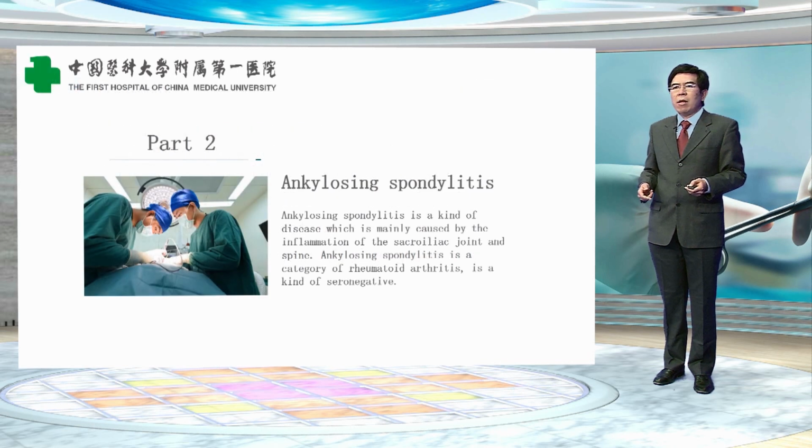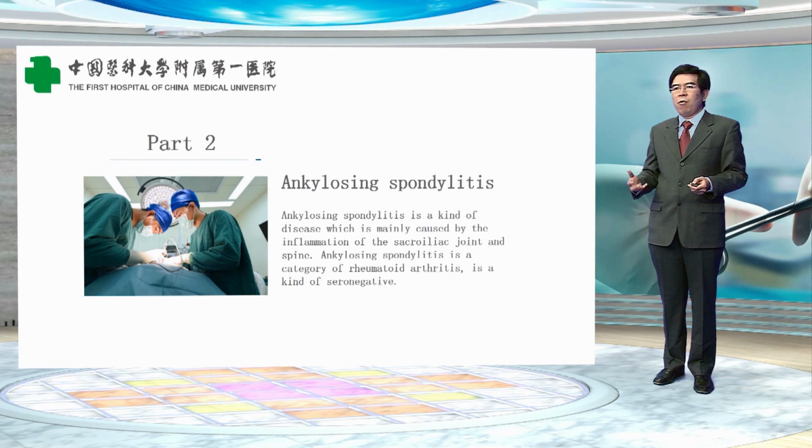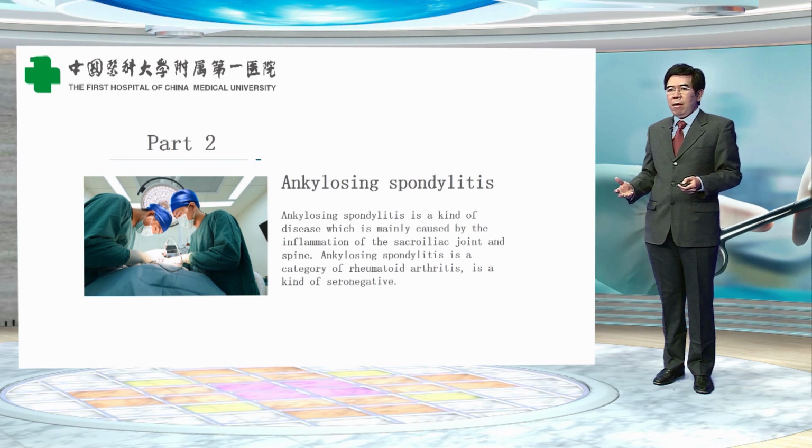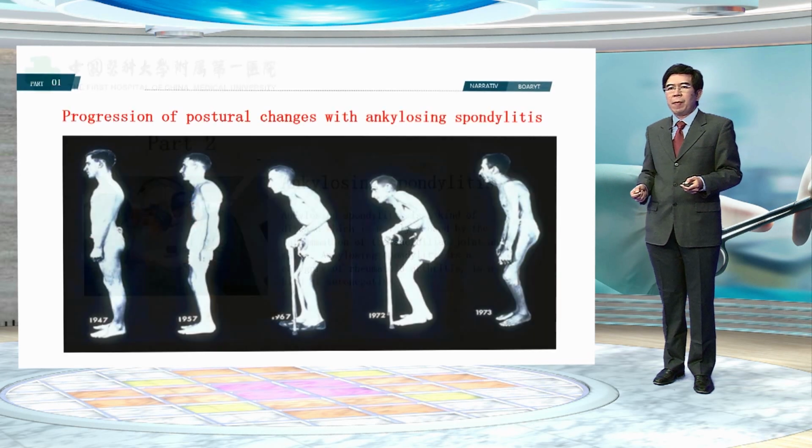Now, the second part is ankylosing spondylitis. Ankylosing spondylitis is a kind of disease which is mainly caused by the inflammation of the sacroiliac joint and spine. We can shorten it to AS. AS is a category of rheumatoid arthritis. It's a kind of seronegative disease.